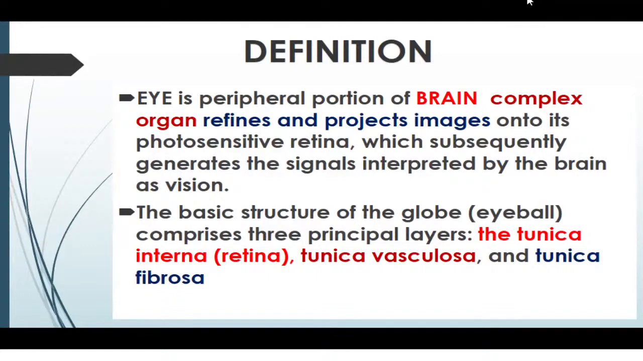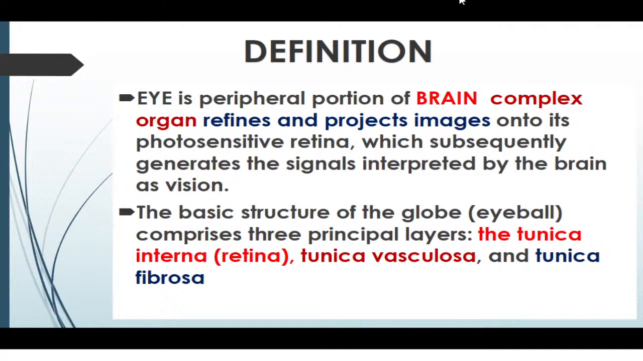The eye is a peripheral portion of the brain. It is very important to know this. It is also a complex organ that refines and projects images onto its photosensitive retina, which subsequently generates signals interpreted by the brain as vision.